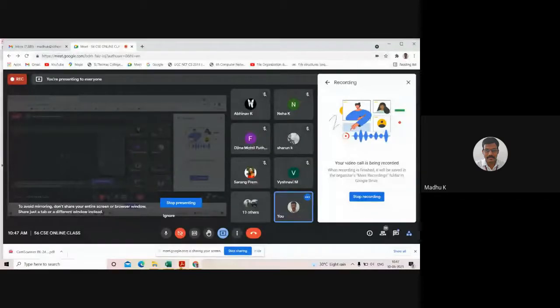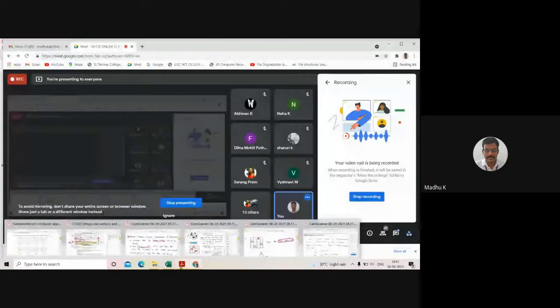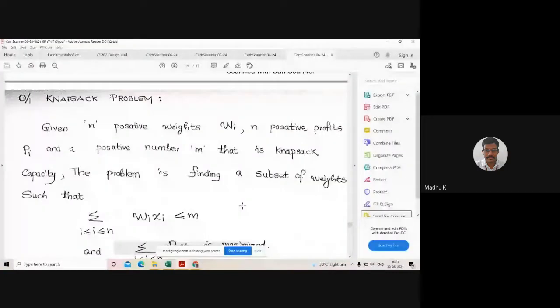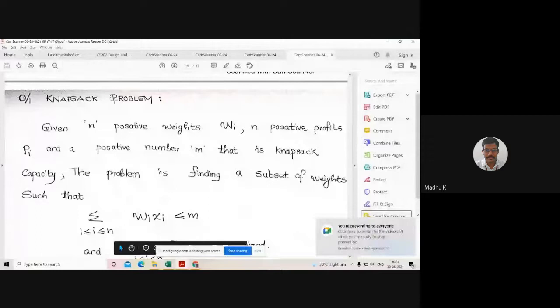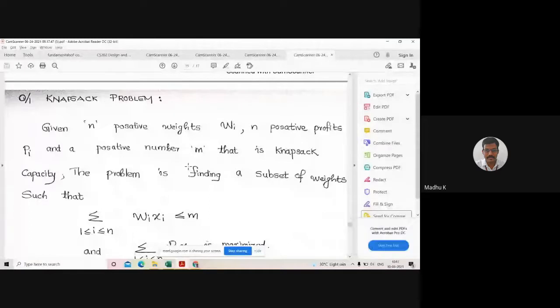So next we want to discuss the 0/1 knapsack problem. The university exam question from the 6th module is: define the 0/1 knapsack problem, and how can we solve it; write a program or algorithm to solve the 0/1 knapsack problem using backtracking.